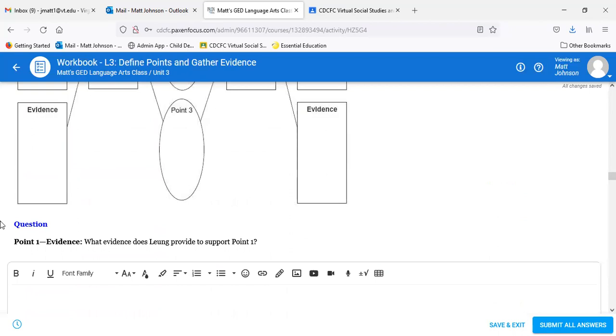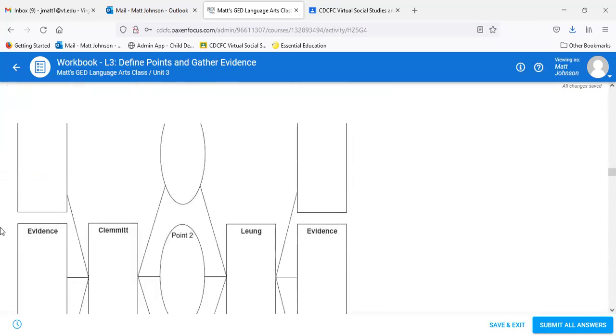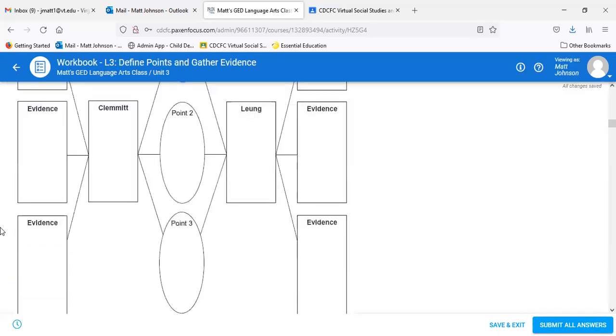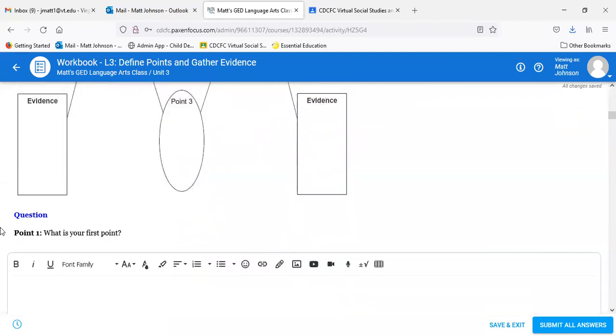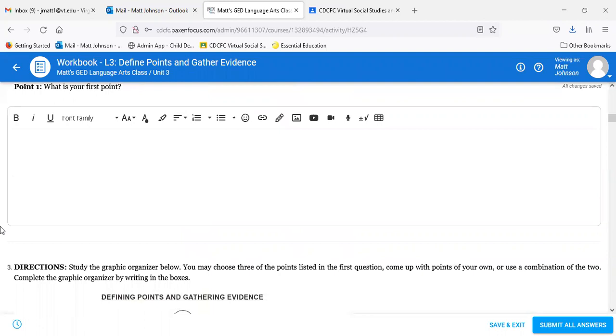And then we switch over to Leung. We're comparing points basically here, and then we'll look at their evidence. So what could be the first point to make here? It can be anything. We could talk about tone. We could talk about rhetorical device. We could talk about evidence. What would be a point to make here?